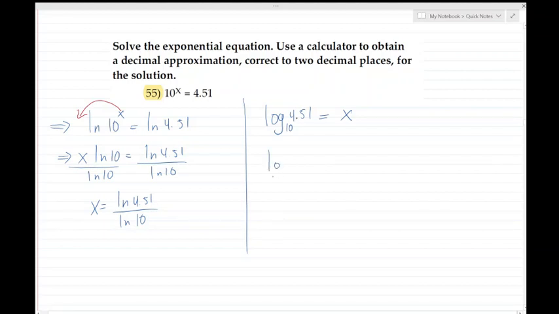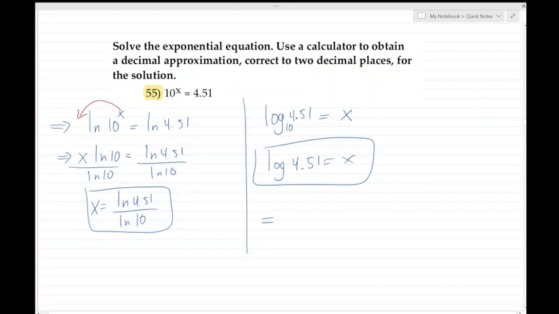And notice that if you just do log of 4.51 without any base, that is the common logarithm, right? So those are two ways to get the same answer. And so let's see, whether you plug it in this way or this way, they're both going to give us 0.65. So 2 decimal places, 2 decimal places. And they both give us the same answer, okay?